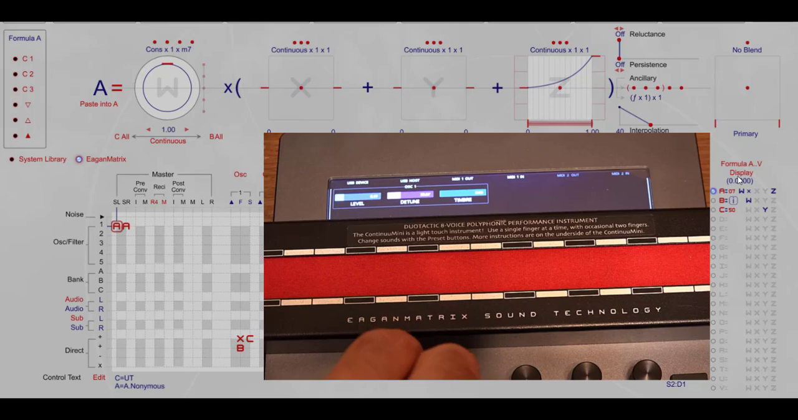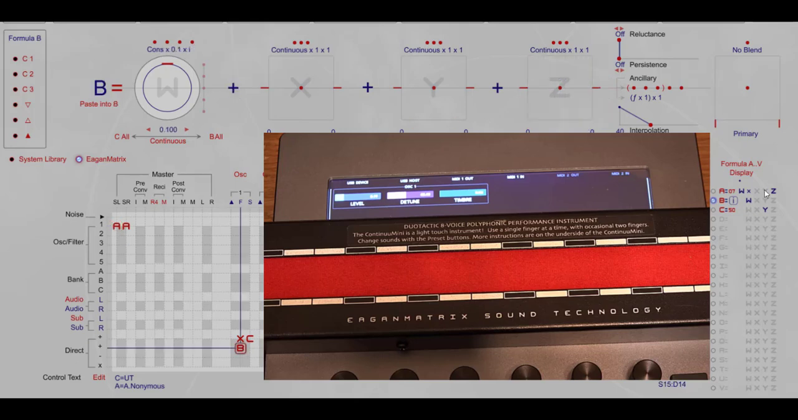Now, let's bring up the detune. You can hear as I bring that up, I'm increasing the frequency. I'm adding a frequency offset up to 100 Hertz. If I click on B here, you'll be able to see the formula display changing there as well.